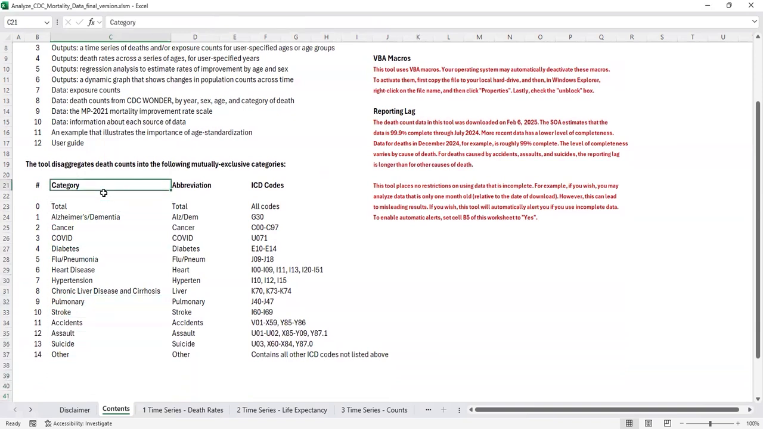Lastly, the Contents tab describes the 14 major categories of deaths into which the data is disaggregated. And you'll see the ICD codes that were used to perform the disaggregation. Let's go ahead and look at the first worksheet.